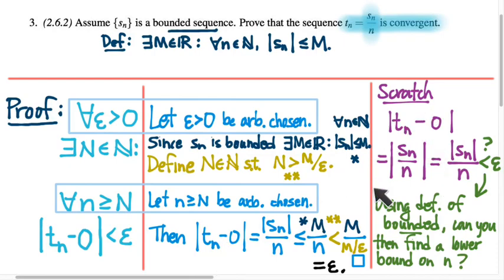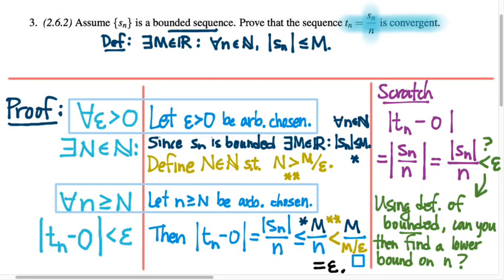So this was our scratch paper. This is actually part of our proof. The absolute value of Tn minus 0 is equal to the absolute value of Sn over n. And that in turn is less than or equal to m over n because the Sn's are bounded. And that is less than m over epsilon. Because n is greater than or equal to capital N, which is greater than m over epsilon, we know that n is greater than m over epsilon. But since that's in the denominator, our inequality goes the other way. M over n will be less than m over epsilon. And that is equal to epsilon on the nose, and we've completed the proof.